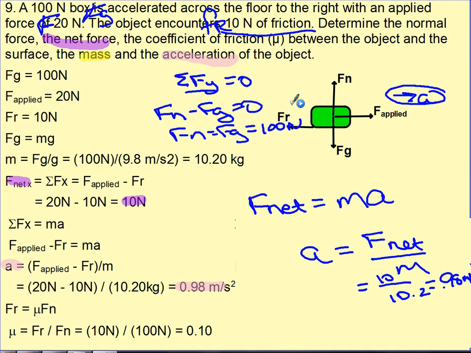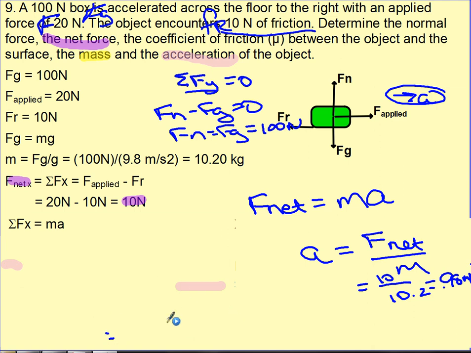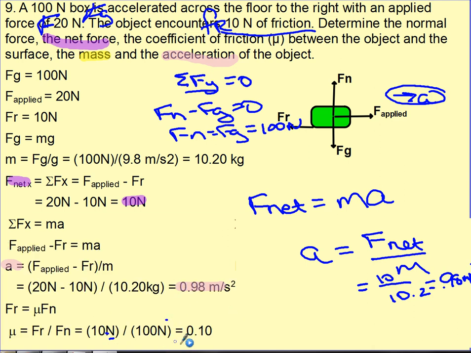So I come down here and I solve for friction. Friction is mu Fn. Solve this for mu. Mu is the frictional force divided by the normal force. So it's 10 divided by, whoops, lost it there. 10 divided by 100, or 0.1. Remember, the coefficient of friction does not have any units.